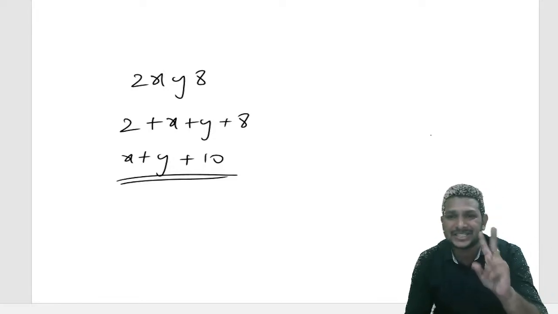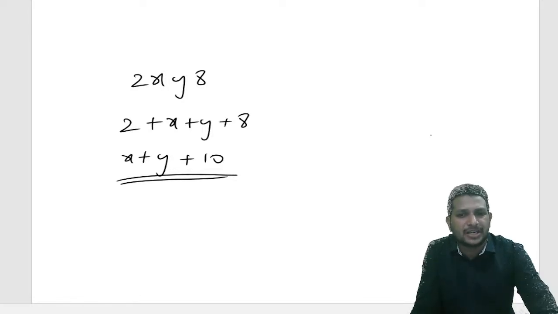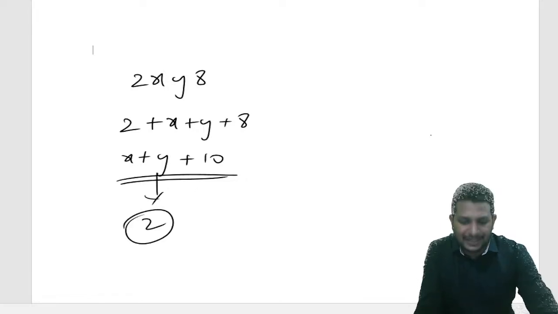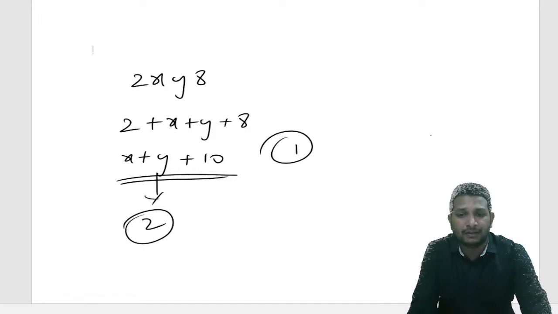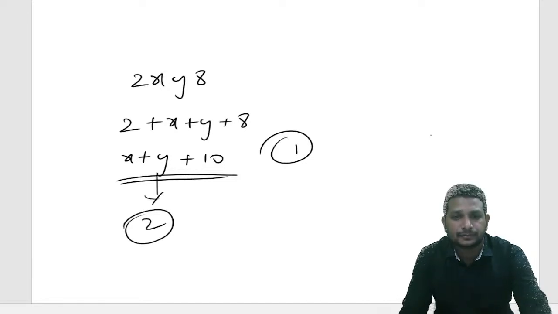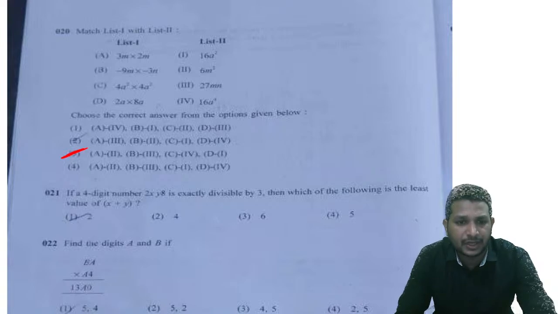Because they're asking the least sum of x plus y. So the x plus y should be equal to what? 2. The least number should be 2. That's nothing but option 1. Okay, next. Let's see the next question. We got the answer as option 1.